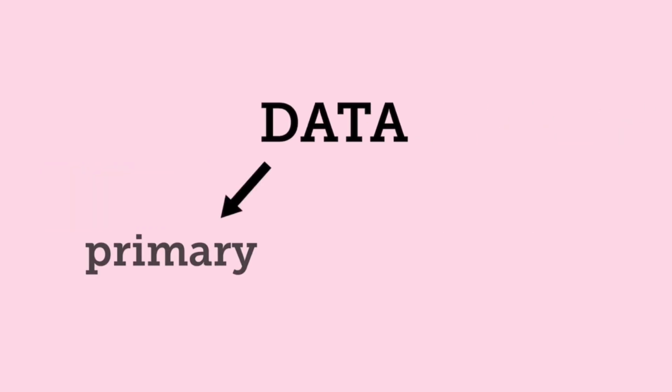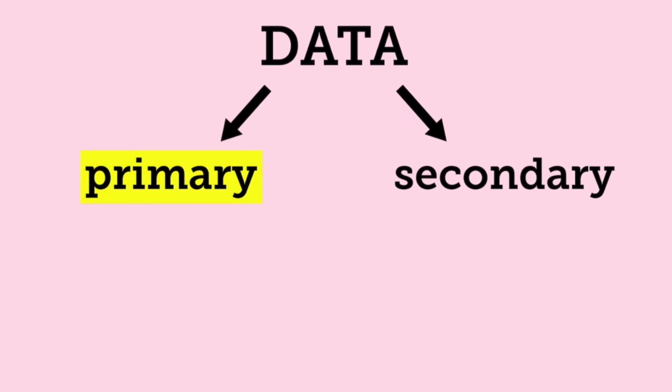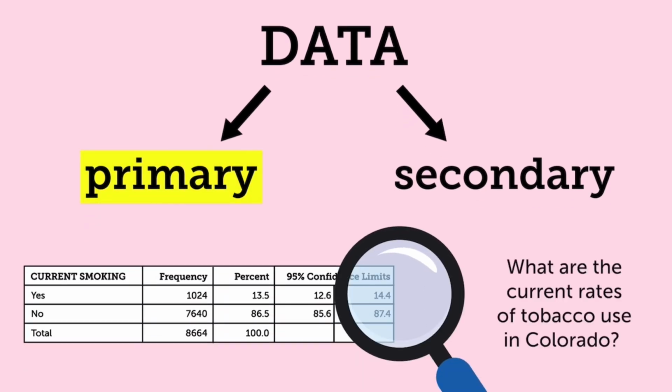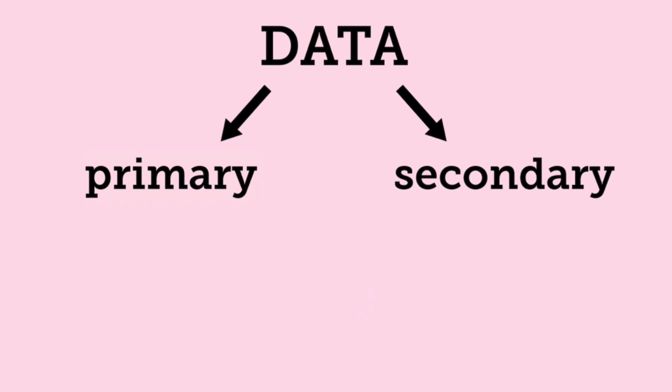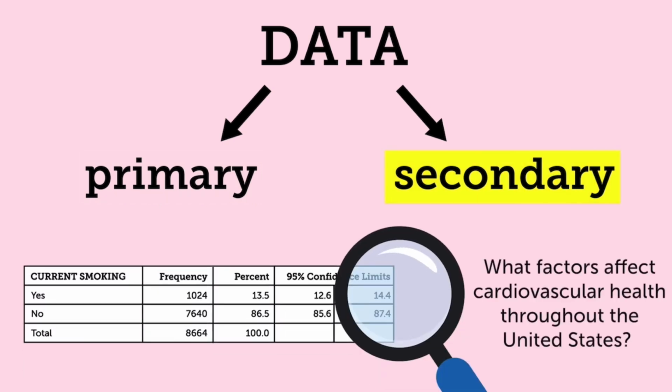Data is classified as primary or secondary. You are using primary data when you analyze data for its original intention. With secondary data, you are using the data for a different purpose than its original intention.